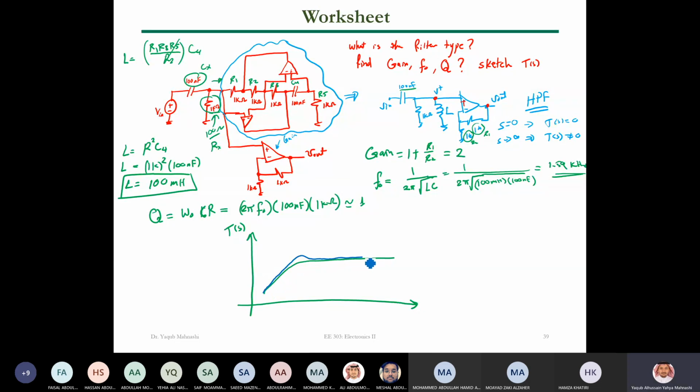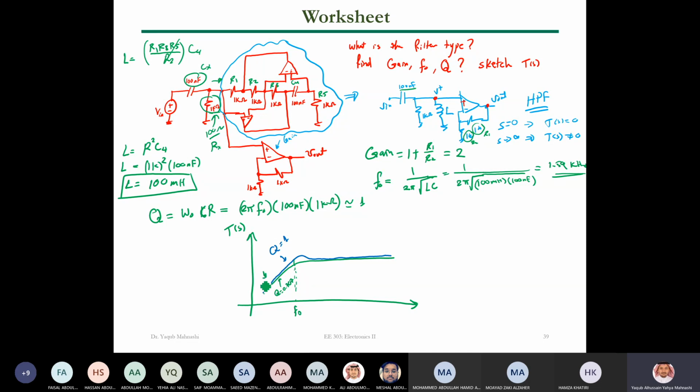Okay, it's not a good graph, but anyway, this is Q equal 1, which is more than 0.707, and this one will be your regular 0.707. Okay, which is the one that most likely we are following or using. And of course we have our omega naught here, which is the corner frequency.